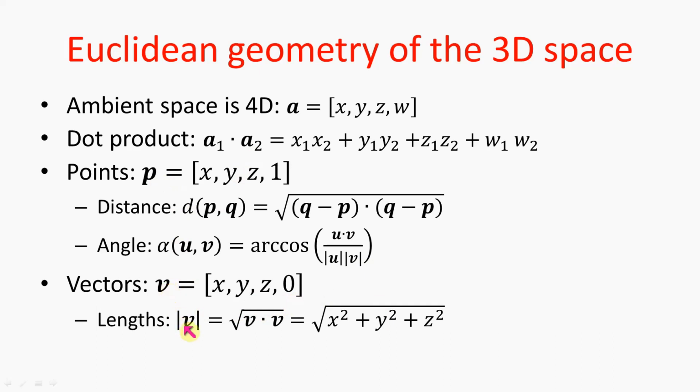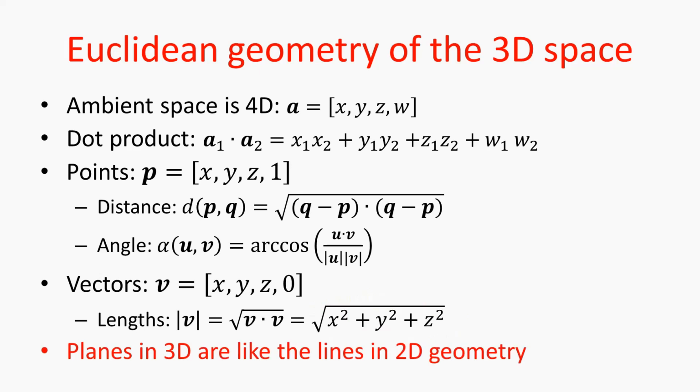The computation of the length of a vector is based on the dot product, so we multiply the vector with itself and calculate the square root. As the fourth ambient coordinate of vectors is equal to 0, this w coordinate doesn't show up in the length formula, so we get back the well-known formula for the computation of the length of a three-dimensional vector.